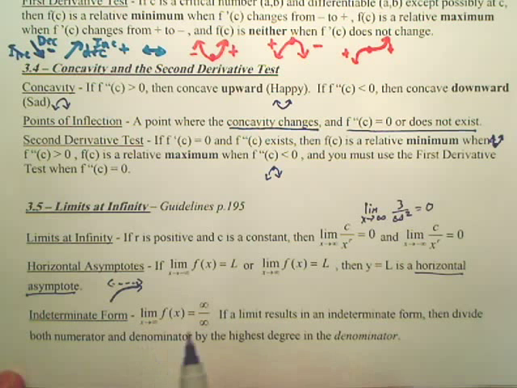Indeterminate form. If you take a limit as x approaches infinity and your answer is infinity over infinity, that's called indeterminate because it's just indeterminate. So if a limit results in indeterminate form, infinity over infinity, then divide both the numerator and the denominator by the highest degree in the denominator.